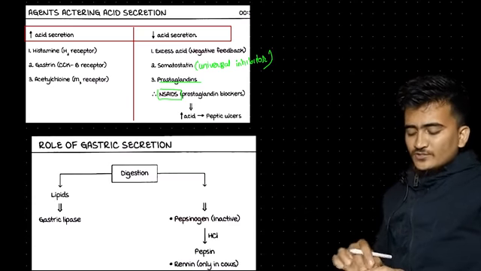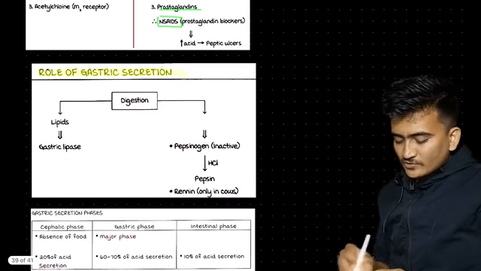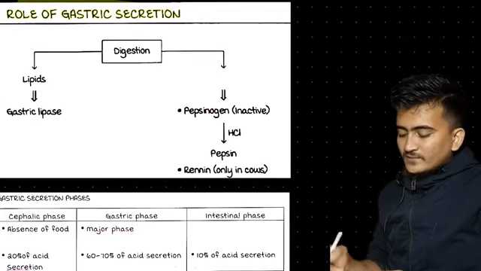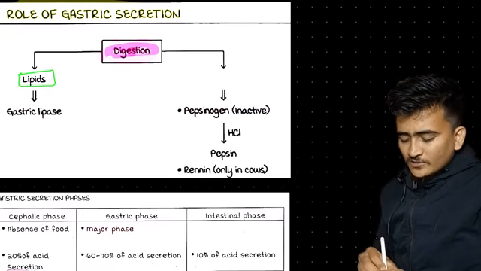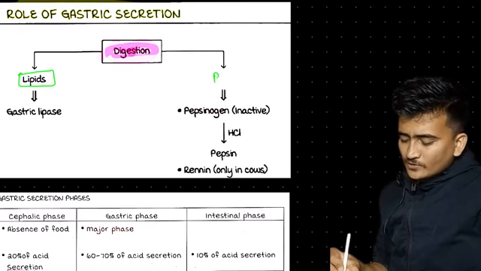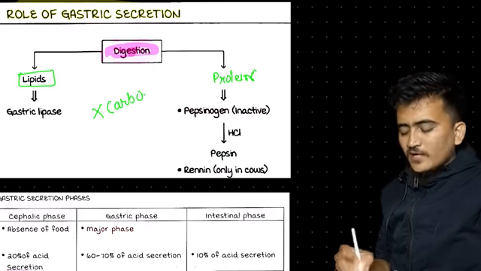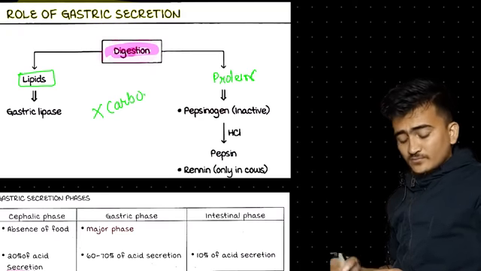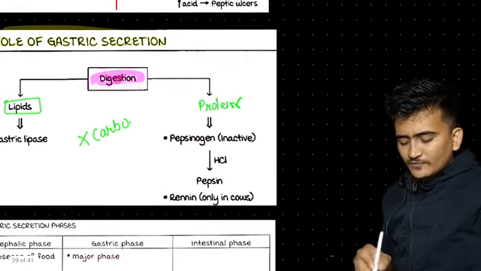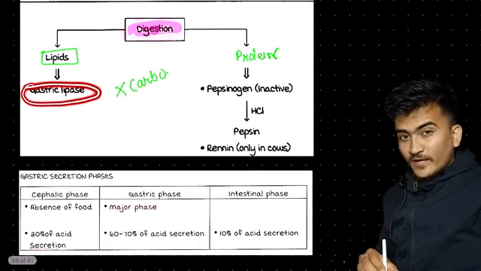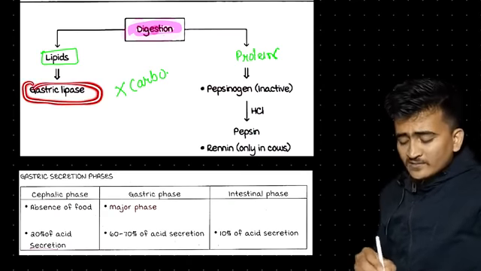Now the role of gastric secretion. Gastric secretion helps in digestion. Specifically, it helps in the digestion of lipids and proteins, and it will not digest carbohydrates. For lipids, we have gastric lipase. If you remember, lingual lipase was produced by von Ebner's glands and digested lipids in our mouth. Here we have gastric lipase.